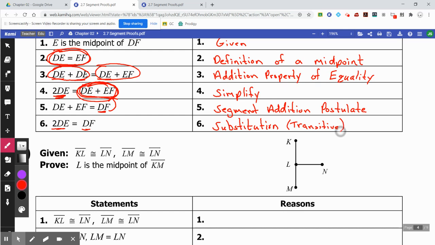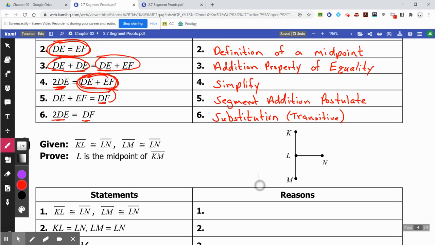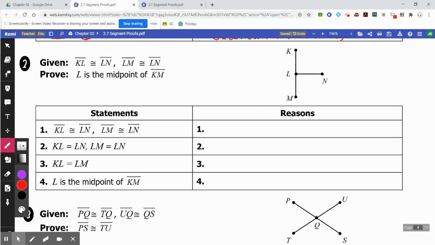Substitution and transitive property of equalities are very similar to each other, and a lot of times those two concepts can be used interchangeably. Okay, number 2, we're given that KL is congruent to LN, so let me go ahead and mark it. And we're given that LM is also congruent to LN. Since I did one tick mark there, I'm going to do one tick mark there. So we want to prove that L is the midpoint of KM.